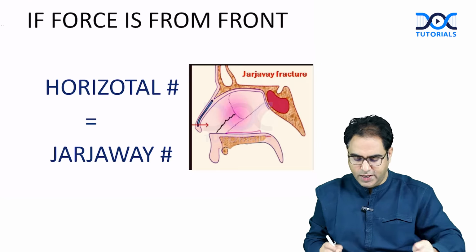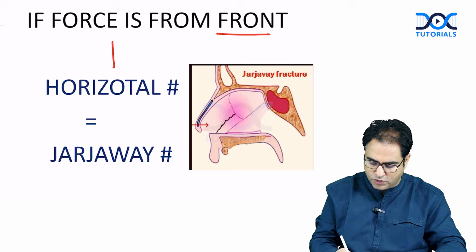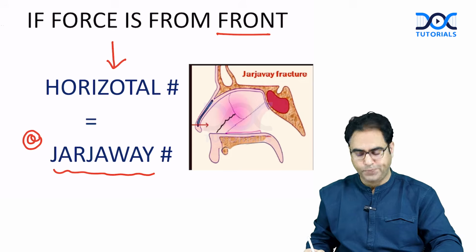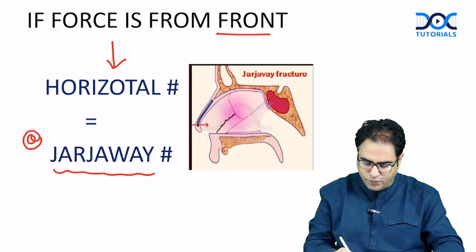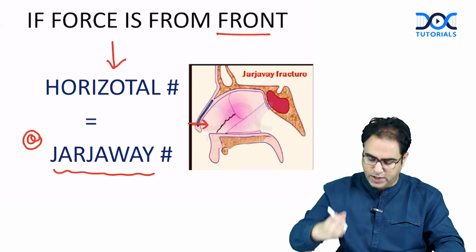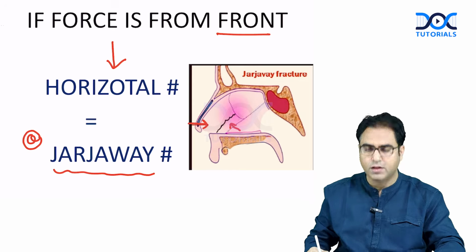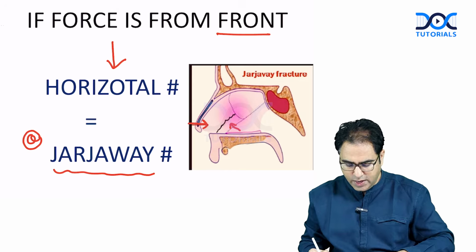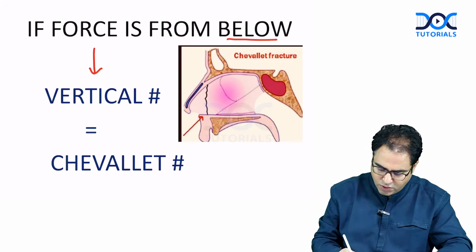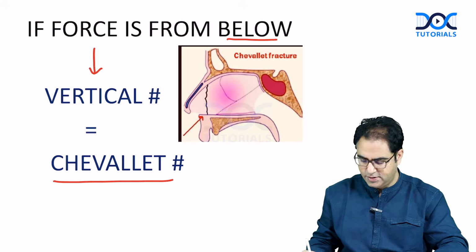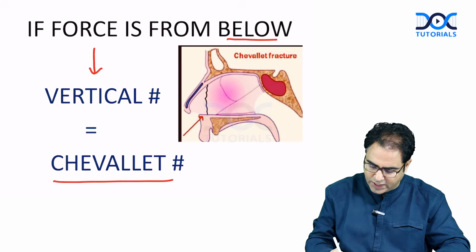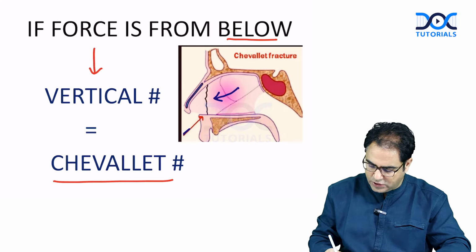Now let us see them individually. If force is from the front, it will lead to horizontal fracture or Jarjavay fracture, MCQ. Jarjavay. Okay. Now look at this picture. The force is coming from the front, the mode of injury is the front injury, and the fracture will be horizontal of the septal cartilage. Now, if force is from below like this, it will lead to vertical fracture or Chevallet fracture. Chevallet. That's an MCQ also, Chevallet fracture. Okay. So this is the vertical fracture or Chevallet fracture and the injury is from below.